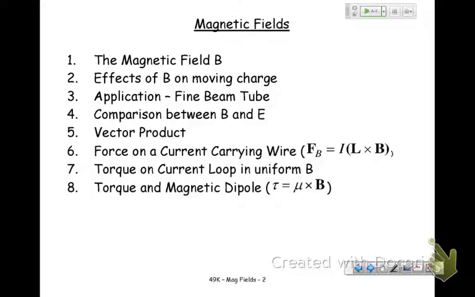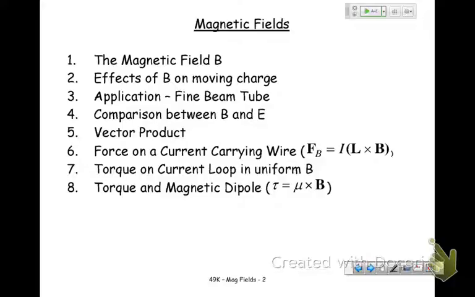And we're going to talk about what's quite an interesting area, which is the effect of a magnetic field on a moving charge. In fact, if you go to places like CERN, you find that all of that system uses magnetic fields to steer those charged particles. We're going to talk about an application of this, which is the so-called fine beam tube, which I'll show you in a few minutes, which is over here. You're going to do that as a lab in, I think, 2 labs' time.